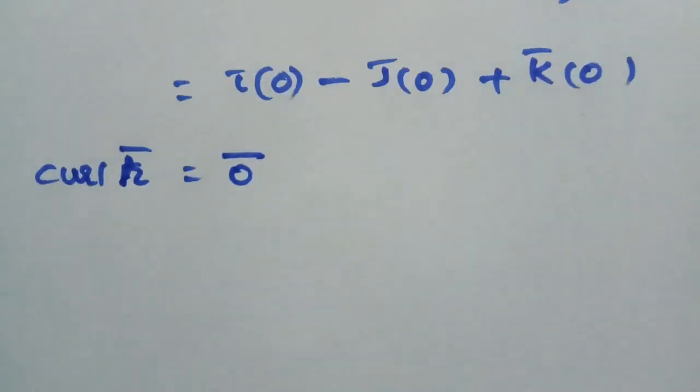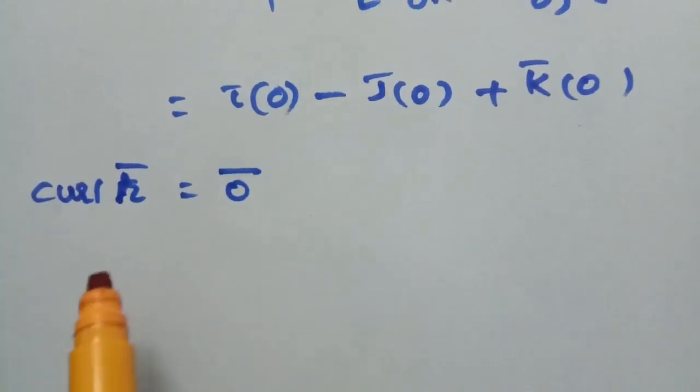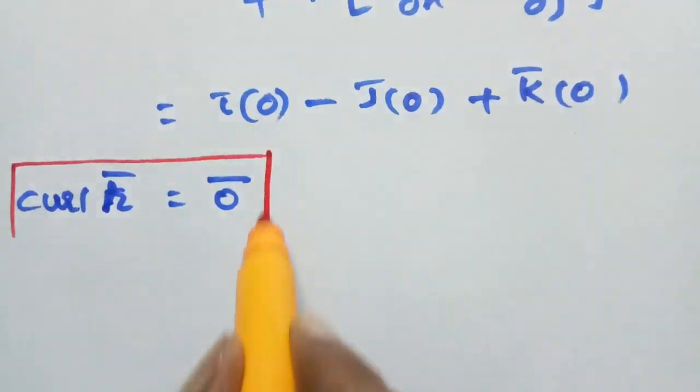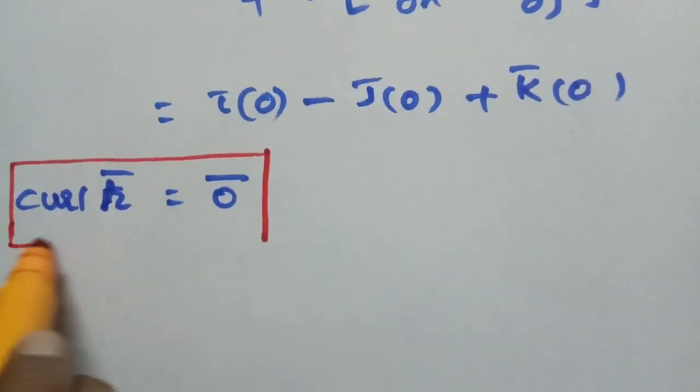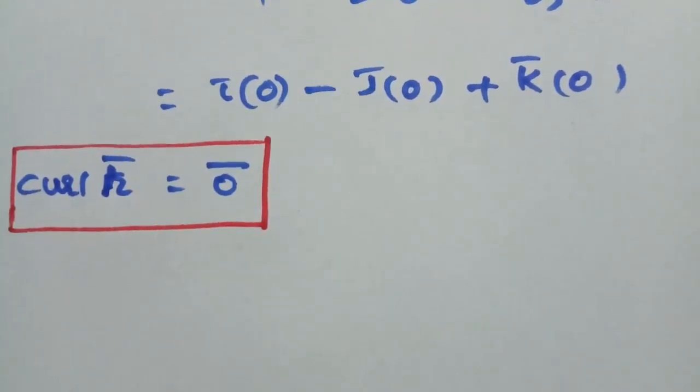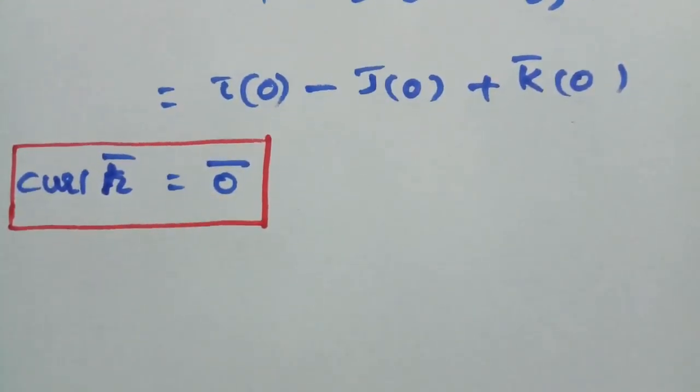So, in the previous divergence, we proved that divergence of R bar is equal to 3. But here, curl of R bar is equal to 0 bar.